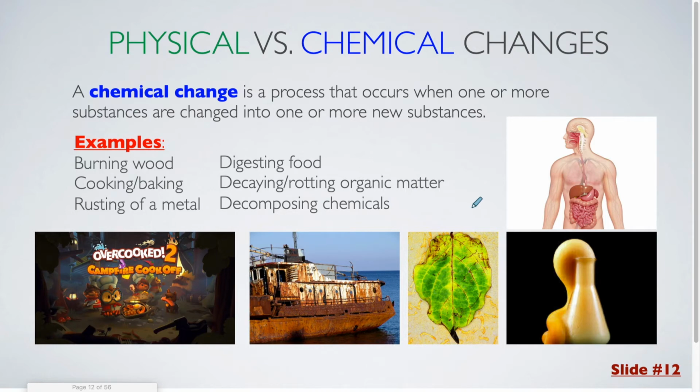And then finally, decomposing chemicals. So if I have a chemical like hydrogen peroxide, for example, H2O2, and it's decomposing or breaking down into other things like water and oxygen gas, which is the process that's actually occurring in this picture right here for elephant toothpaste. That is going to be a chemical process that's occurring. You have new compounds or elements in the end.